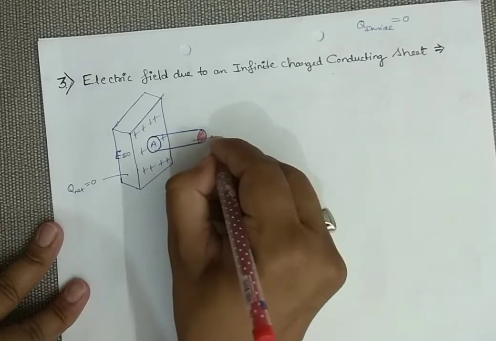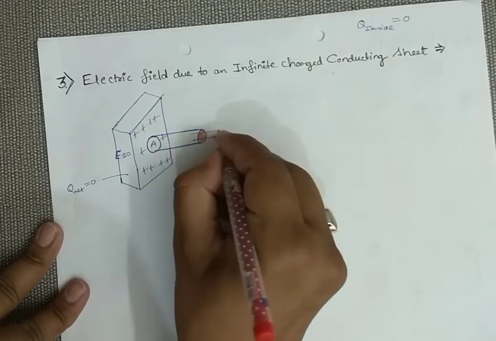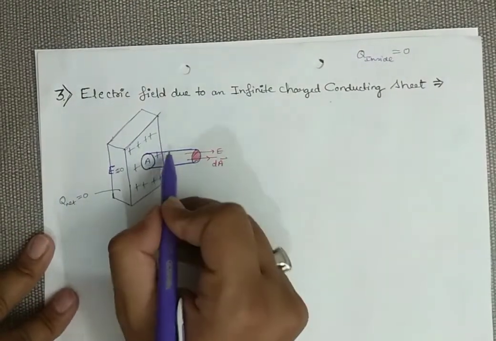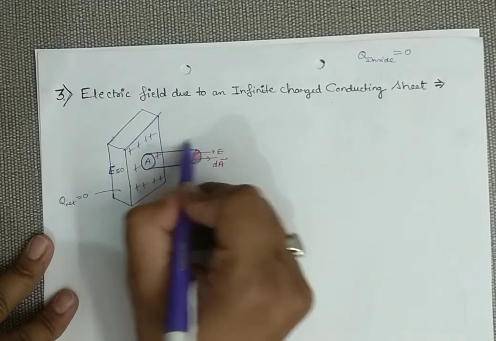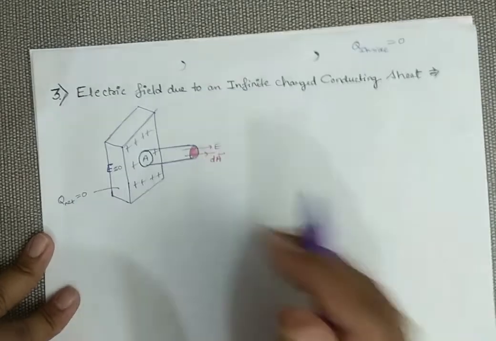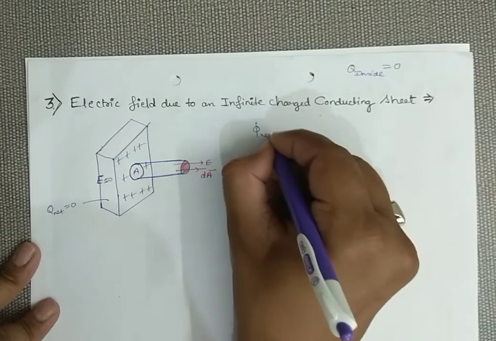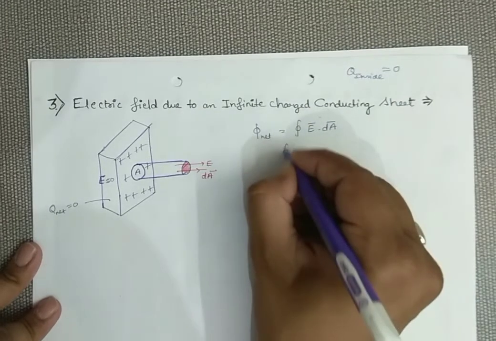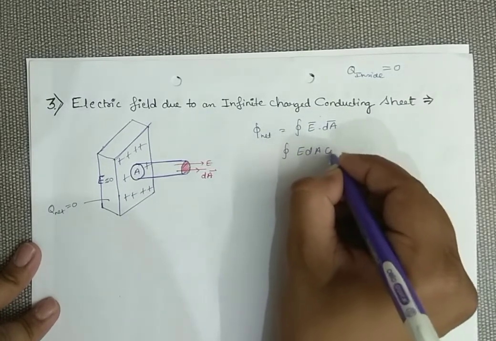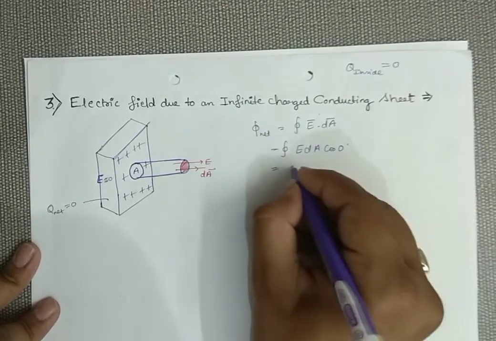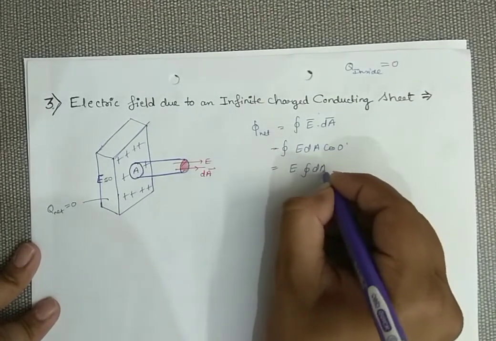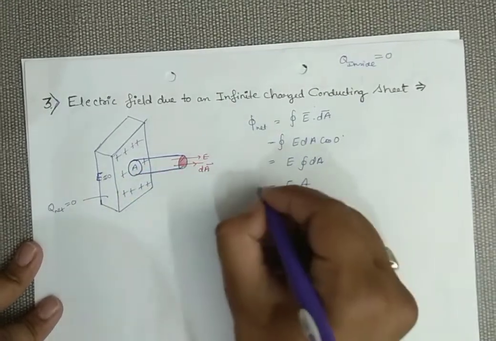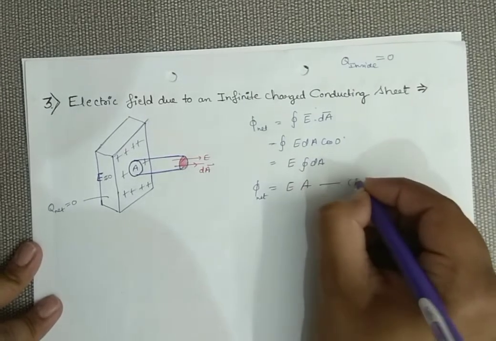For this surface, the area vector is outward and the electric field is also outward. Both are in the same direction with theta 0. We haven't taken the curved surface, because its area vector is upward and the electric field is towards the right, so again 90 degrees, cos 90 is 0. So net flux equals the integration of E dot dA, which is E dA cos 0. Cos 0 is 1, so you get the integration of E dA. The integration of dA will be A, because the total area is A. So net flux is E times A.